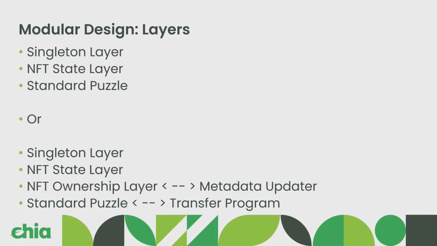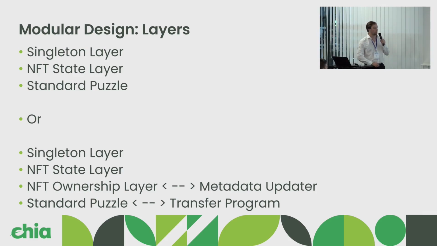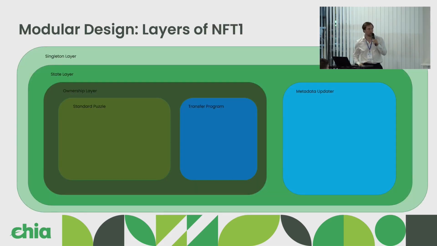So remember, layers don't care what's underneath them. Strictly speaking, and in beta testing, we had something we called NFT 0, which looked like the top: singleton layer, NFT state layer, standard puzzle that owns it. But you can expand this to have a series of modules that look like the thing on the bottom. Here's the architecture diagram for that. So you might recognize the transfer program there. There's a new thing called the metadata updater, and the ownership layer is new. So let's take a look at all of these things in a bit more detail.